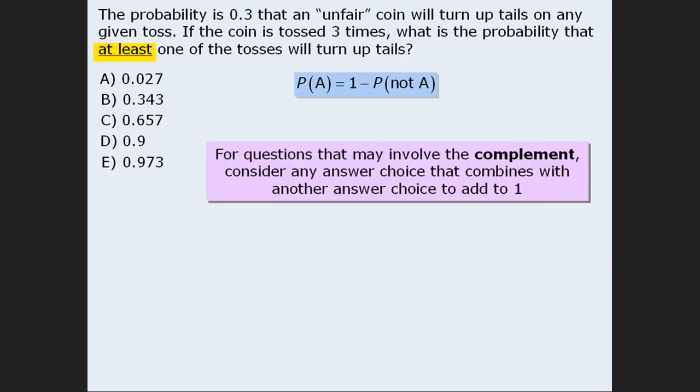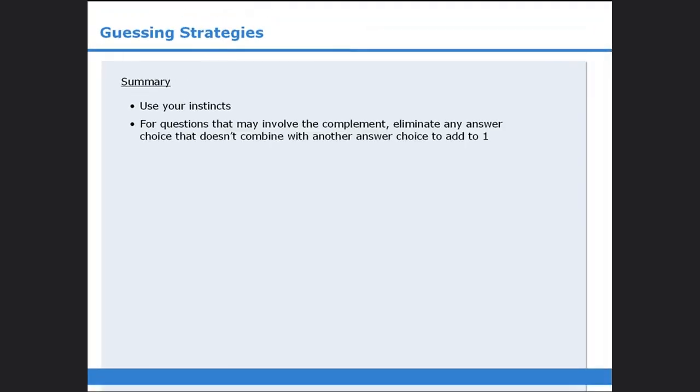Now let's return to our original question. In this question we have at least, so the question might involve the complement. Now since the solution might involve the complement, we should consider pairs of answer choices that add to 1 as potentially correct. Now these 2 answer choices add to 1, so we'll leave them alone, and these 2 answer choices add to 1. Since answer choice D cannot pair with another answer choice to add to 1, we'll eliminate it. As you have seen, you have some strategies to consider when you are forced to guess on a probability question. Use your instincts, and for questions that may involve the complement, eliminate any answer choice that does not combine with another answer choice to add to 1.